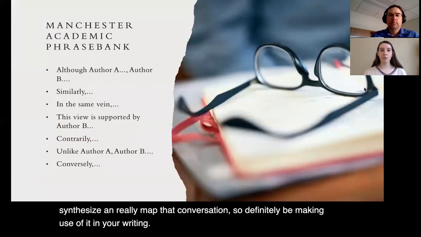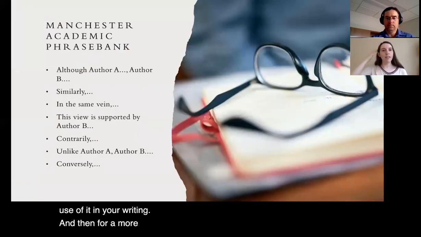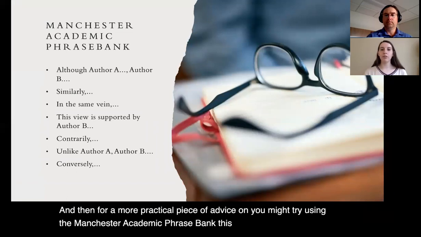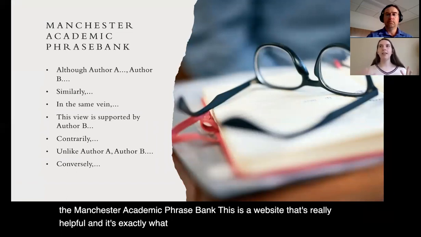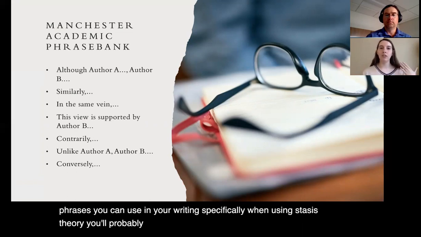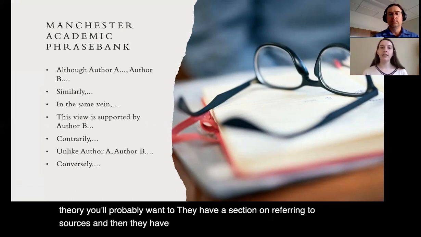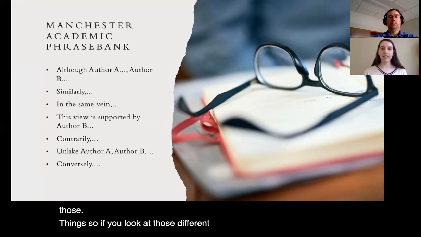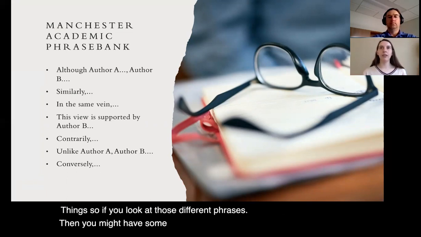And then for a more practical piece of advice, you might try using the Manchester Academic Phrase Bank. This is a website that's really helpful and it's exactly what it sounds like. It just has a lot of different phrases you can use in your writing. Specifically when using stasis theory, they have a section on referring to sources. And then they have subsections on summarizing and synthesizing. And like I said, stasis theory can really help you do both those things. So if you look at those different phrases, then you might have some more practical tools for how you can actually incorporate these ideas into your writing.